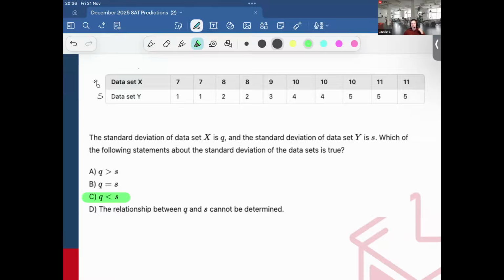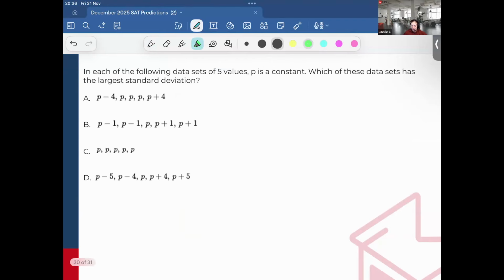Okay. So know what standard deviation measures. It does measure how spread out each number in the set is to the average or mean. But when the numbers are so close like this, I like to personally put them into the calculator and see what it will be equal to. Let's look at another one.